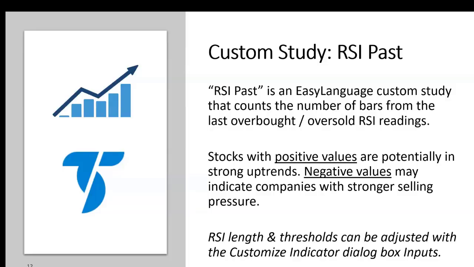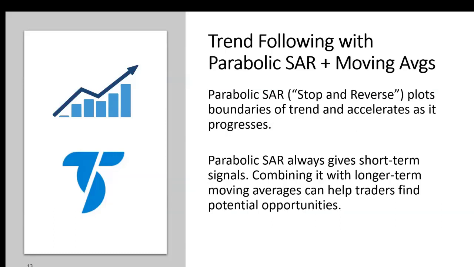All right, I'm going to keep going. All right, next we're going to move on to parabolic SAR and moving averages. Parabolic SAR, stop and reverse. I think it was also created by Mr. Wilder. It plots boundaries of trends and accelerates as the trend progresses. Parabolic SAR always gives short-term signals. Combining it with a longer-term moving average can help traders find potential opportunities.